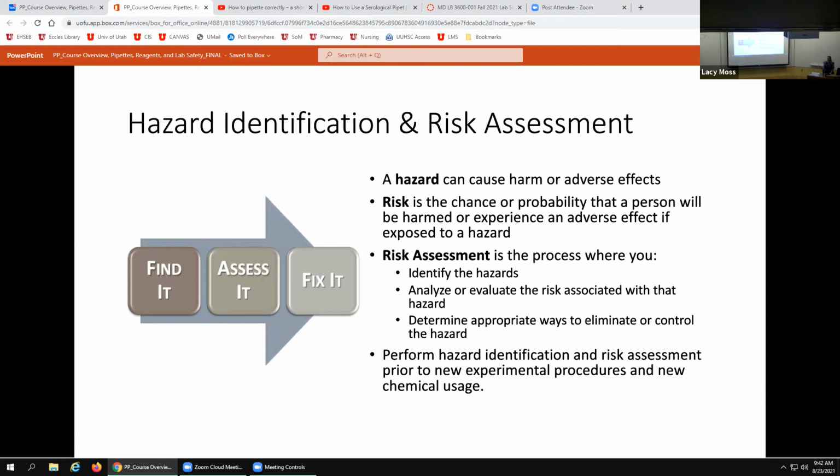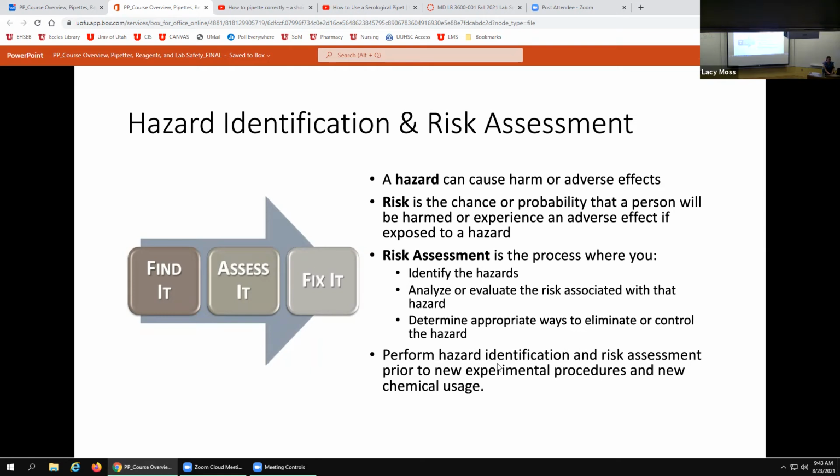So one example of a hazard is needle sticks. Back in the day, you would recap needles. That is not safe anymore. Now we have fun little needle shields that as soon as the needle comes out of someone's arm, you shield it. You don't have to come anywhere near that needle. And the risk of needle sticks has gone way down because of these controls and safety measures that we put in place. And then you want to perform your hazard identification and risk assessment prior to any new experimental procedures and new chemical usage or equipment usage, and kind of go, what could go wrong?